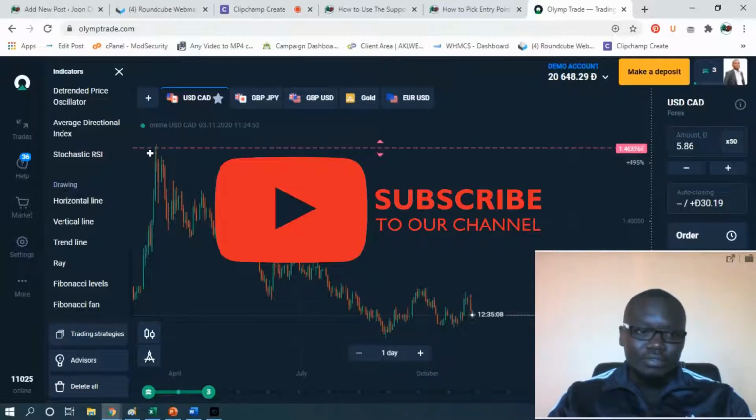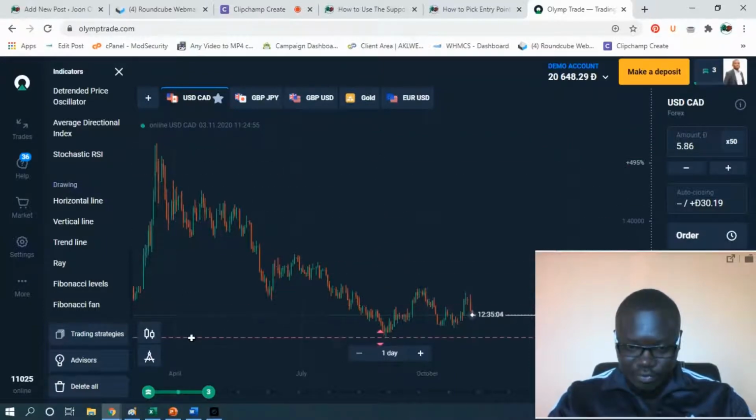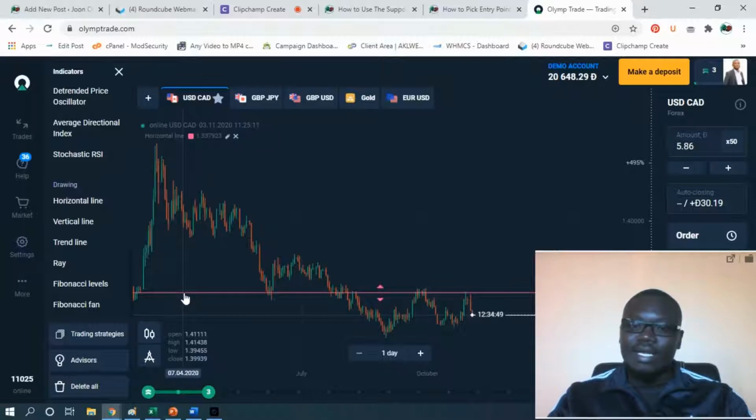Okay, so this is our highest high for the past very many months. This is our lowest low for the past very many months. So let's try to draw our support level here. We make sure that it touches at least 2 points, and we don't strain while doing that. So that can be our support level there, and it can also be our resistance level.